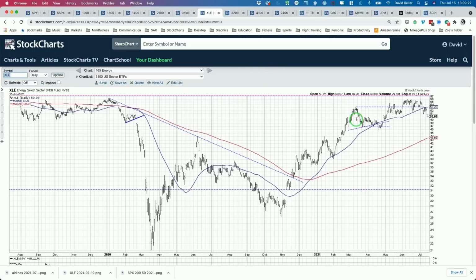And for me, it starts with the very basics, the Charles Dow version of trend analysis. Are the highs getting higher? Are the highs getting lower? Are the lows getting higher? Are the lows getting lower? And by looking at that, you can get a sense of the trend.